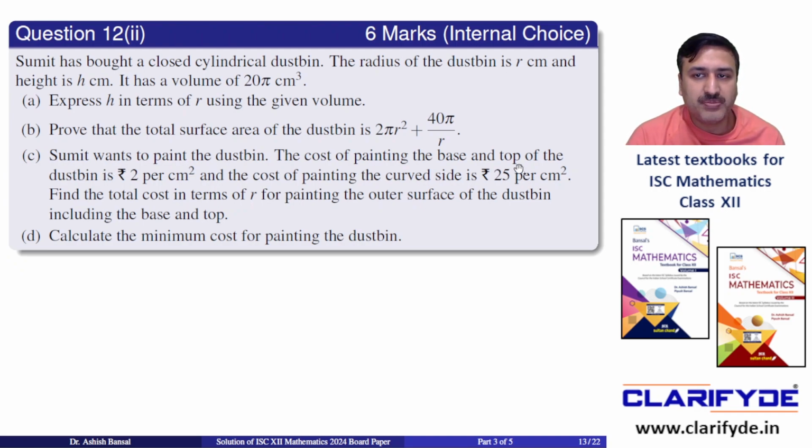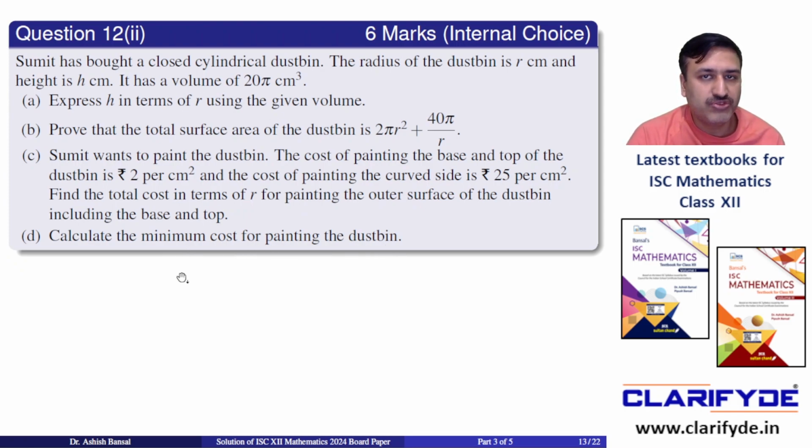The cost of painting the base and top of the dustbin is rupees 2 per centimeter square, and cost of painting the curved side is rupees 25 per centimeter square. Find the total cost in terms of r for painting the outer surface of the dustbin including the base and the top. And D part is calculate the minimum cost for painting the dustbin.